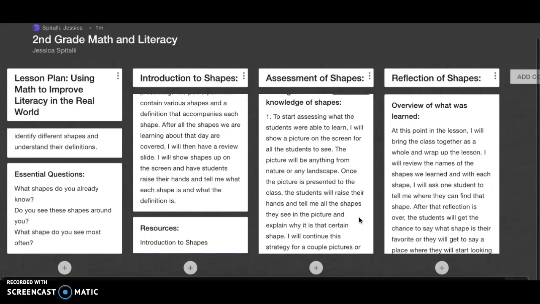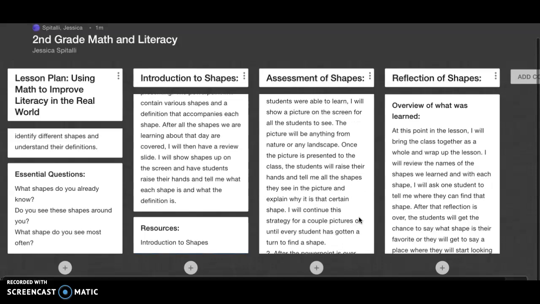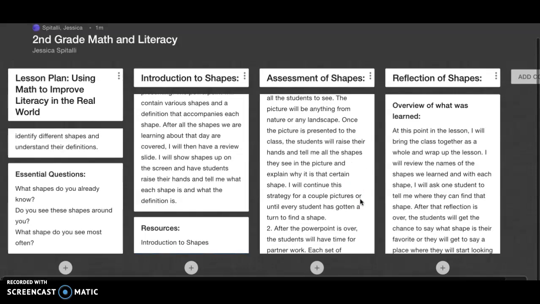So this will help me continue to gauge their knowledge and assess what they have learned about shapes in this class period. I will continue this strategy for a couple of pictures or until every student has gotten a turn to find a shape. So I'll make sure if one student has already found a shape, I will not call on them the next time, just so that each student has a chance to be heard.